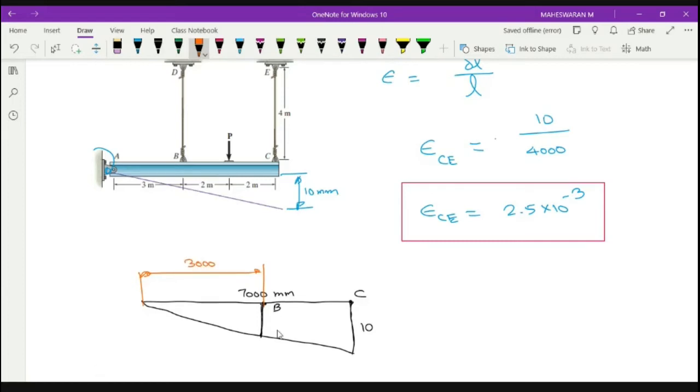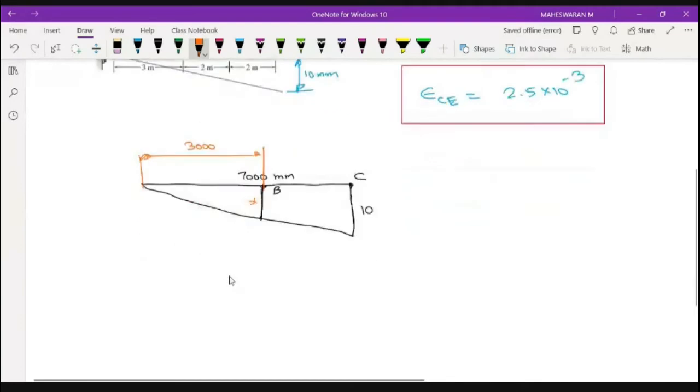Okay. So this is 10. This is X. I don't know. And this is 3000. It is similar triangles. So whenever you have a similar triangle, it is height divided by height of the other one. So I can split it into two, right? For easy understanding, I am splitting it like this.